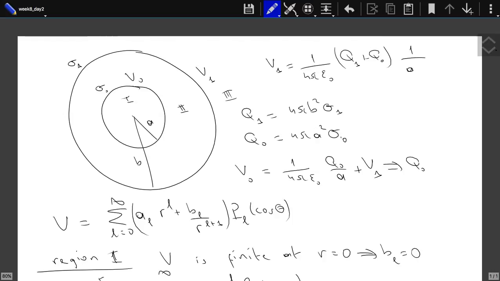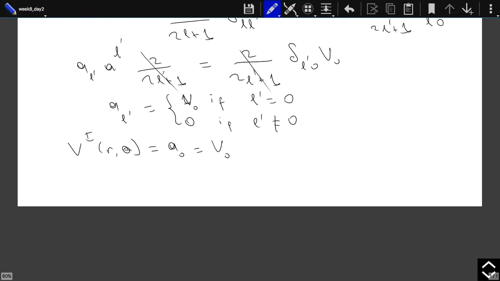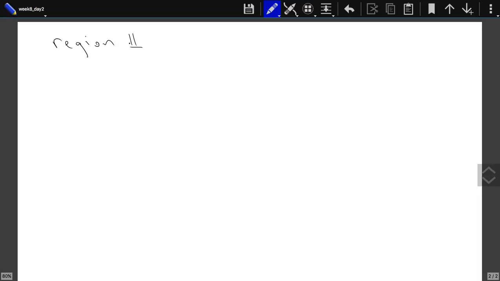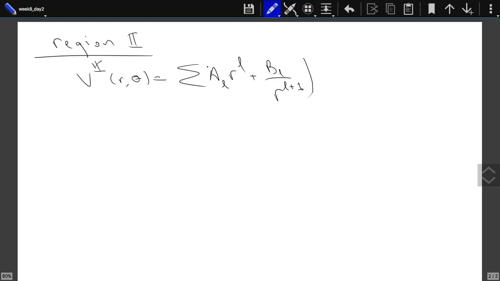Now let's look at region 2. In this region, the potential expression will have this form. The problematic point could have been R equal to 0, and in region 1 we had to say that the B coefficients had to be 0. But in region 2, we don't have the R equal to 0 point. The other possible problematic point is R equal to infinity. In that case, if the potential is finite at R equal to infinity, this AL should be 0. But R equal to infinity is not in our region 2. So both of these coefficients, in general, can be non-zero. Nothing we can do about that.